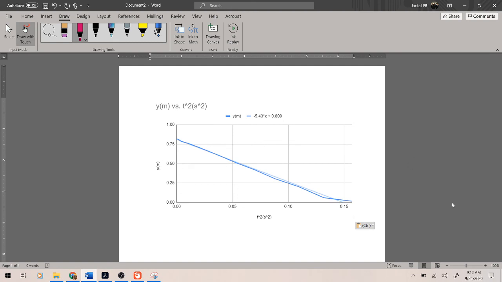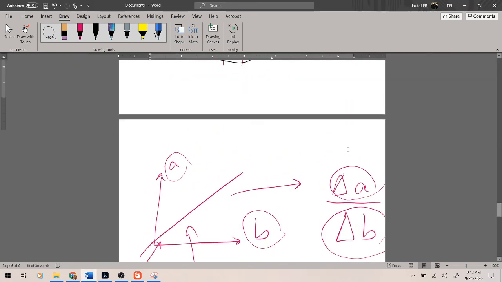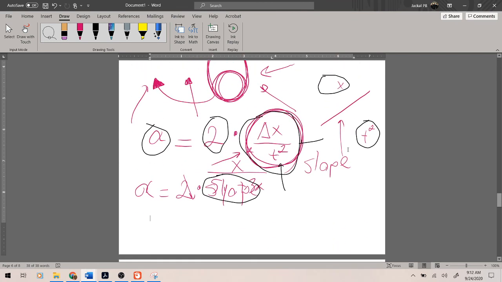So once you look at this, you are going to see that this is the line equation. Remember, y equals mx plus b, right? So m represents your slope, b is your y-intercept. So this number right here is 0.809, and this number right here is your slope. And what was the relationship in between? That got all messy right here. But the relationship was a equals 2 times slope.